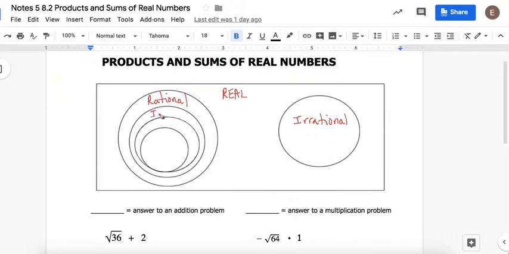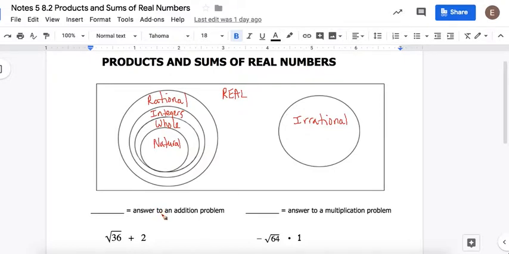Then we have integers. Integers are natural numbers and their opposites, as well as zero. Then we have whole numbers. Whole numbers are natural numbers and zero. So these are our counting numbers, 0, 1, 2, 3, 4, 5. And then natural numbers do not include zero. They are our counting numbers, so we start with 1, 2, 3, 4, 5. And they're always positive.